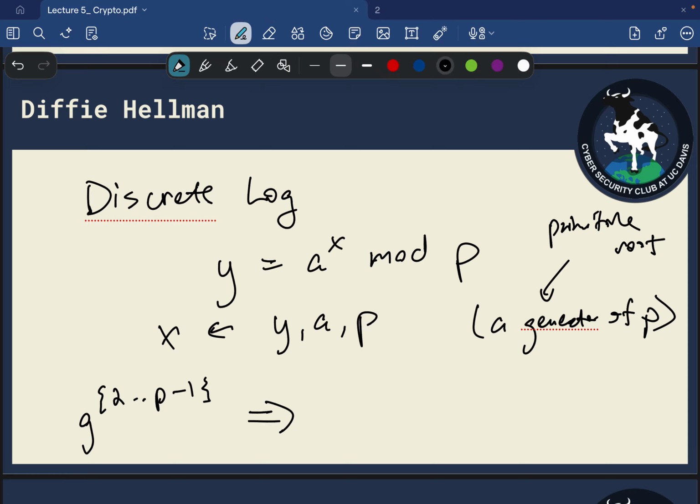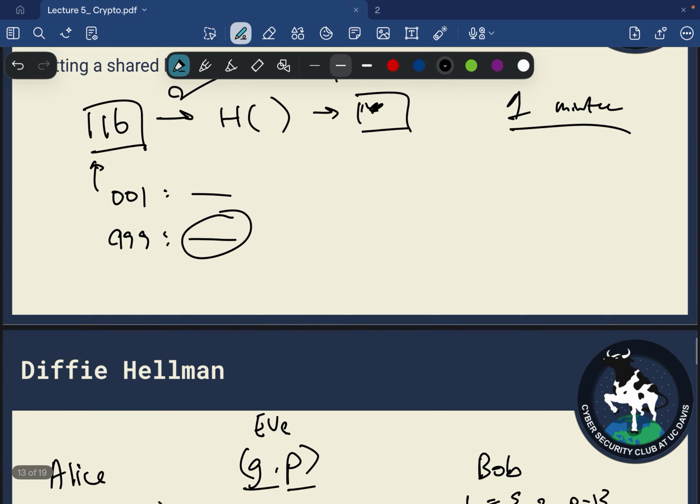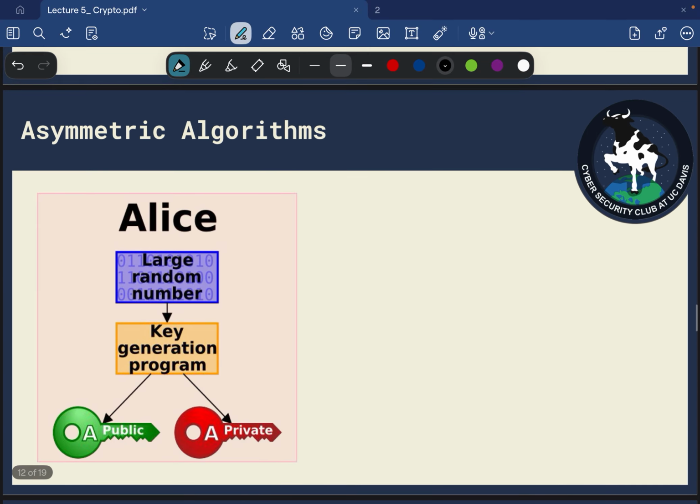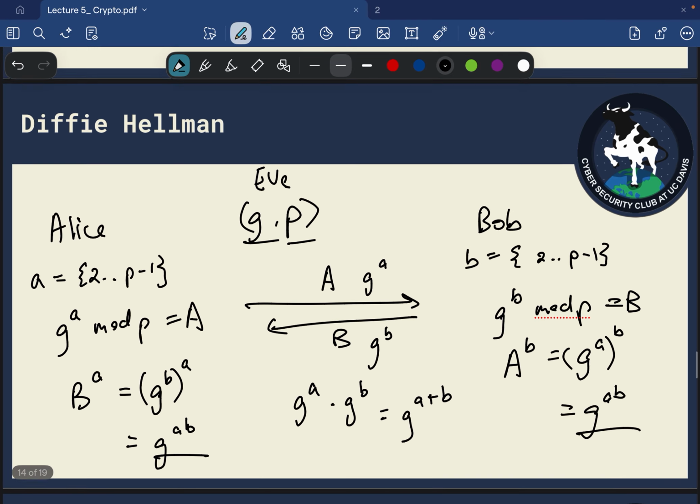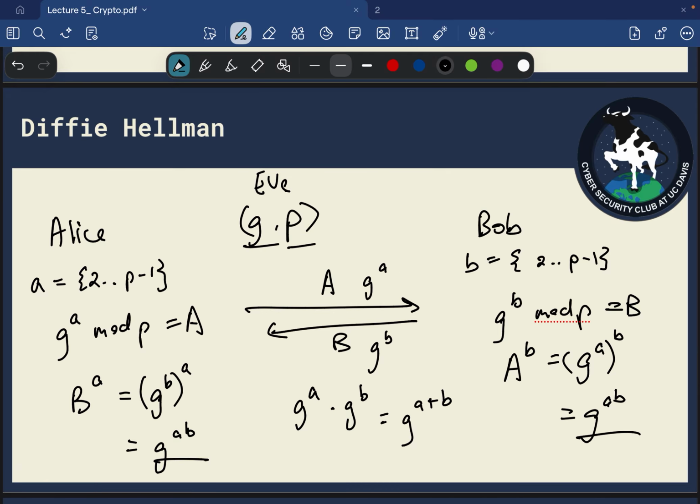Okay, so how does this relate to our previous structure over here, which is public key and private key? I will tell you Diffie-Hellman has a public key, and they also have a private key. Who wants to tell me what they are? Let's come back to this algorithm over here. What's the public key? What's the private key?